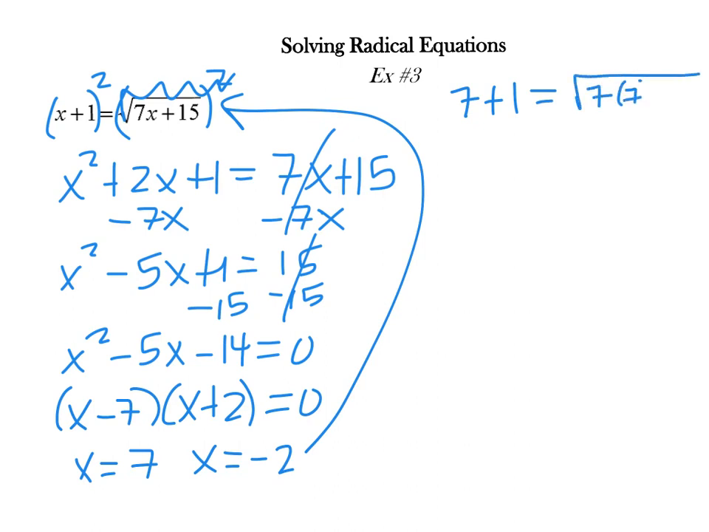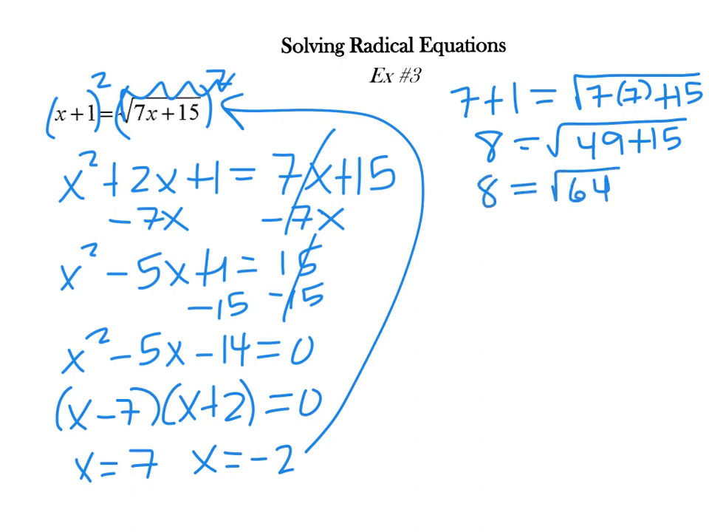7 times 7 plus 15. On the left-hand side, I have 8. On the right-hand side, I have 49 plus 15. 49 plus 15 comes down to 64, which is actually 8. 8 equals 8. So we know that 7 is a solution.